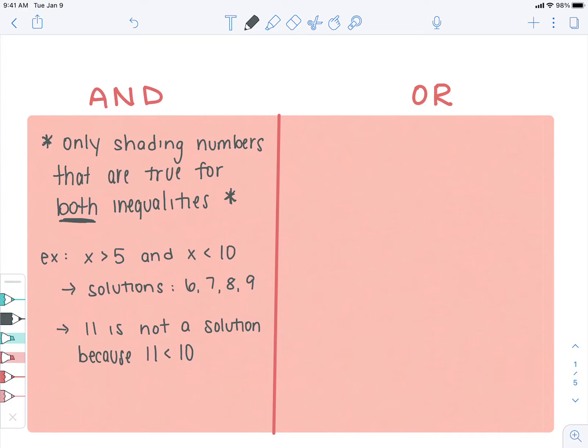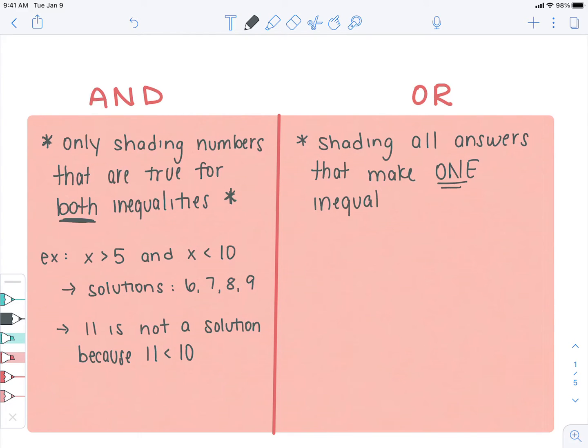With an or inequality, it just has to be true for one of them. So we're shading all answers that make one inequality true.